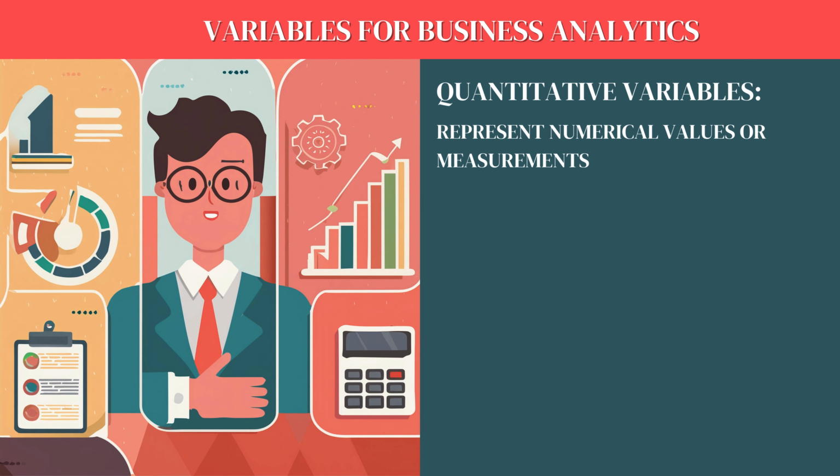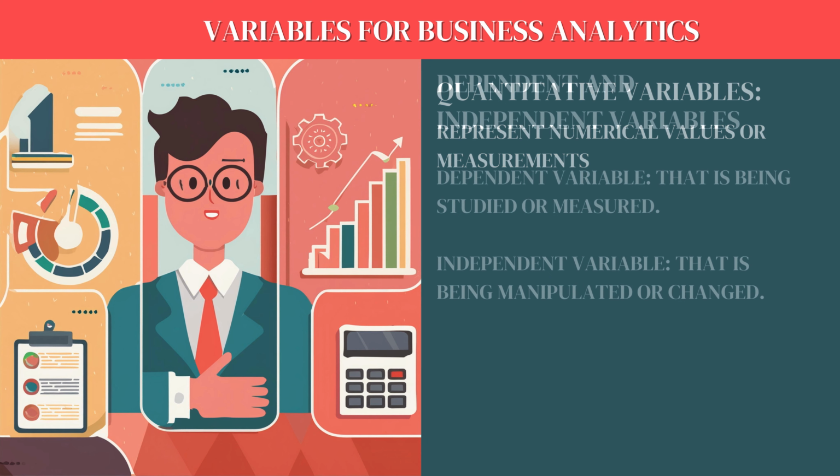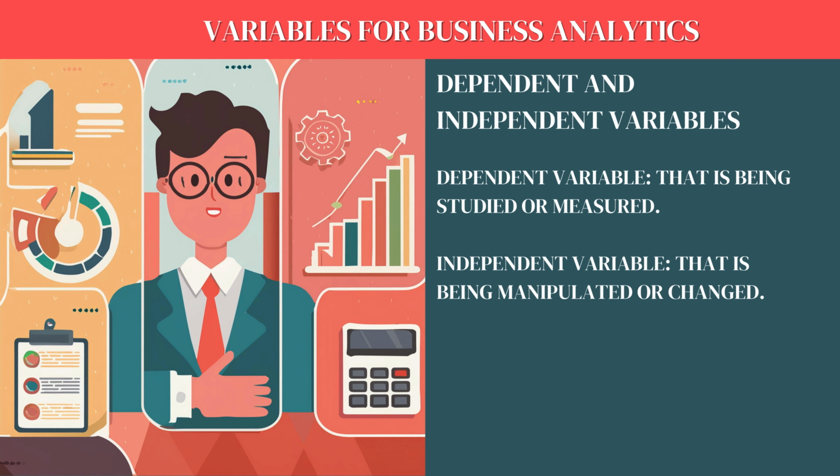Quantitative variables. These variables represent numerical values or measurements. For example, age like 25, 42, 67, height like 165 centimeters, 178 centimeters, 192 centimeters, or sales figures like 1,000, 5,000, 10,000. Dependent and independent variables.